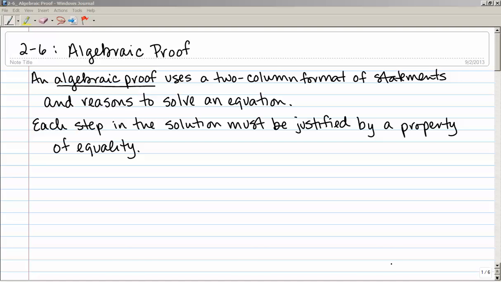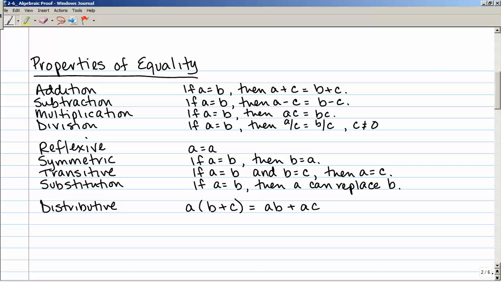Section 2-6 is on algebraic proof. An algebraic proof uses a two-column format of statements and reasons to solve an equation. Each step in the solution must be justified by a property of equality. Let's take a look at some of the properties of equality. This list right here, I'd like you to copy it into your notebook, so please pause the video and copy these down.